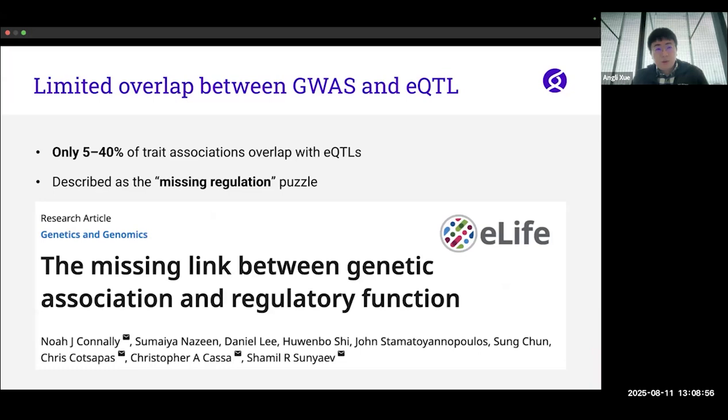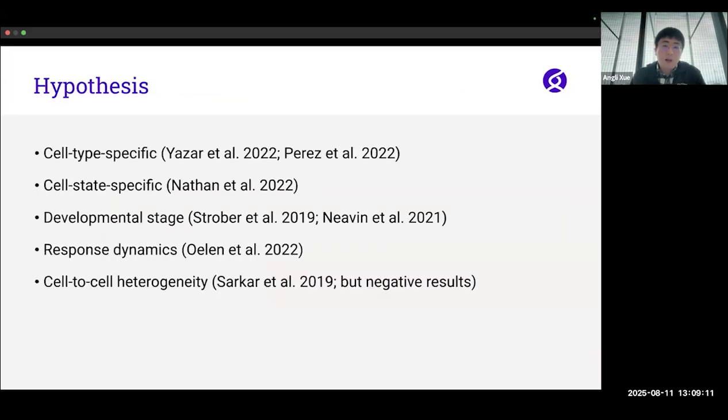However, there are multiple reports finding that only 5 to 14% of trait associations overlap with the eQTL. And this has been described as a missing regulation puzzle. People are really interested in how we can interpret these non-coding variants. There are different hypotheses for why there's limited overlap between GWAS and eQTL. It could be that the eQTL effect is cell type specific, as we know that gene expression is not observed across all the different tissues or cell types. It can also be cell state, so the genetic effects only show their effect on gene expression in a certain cell state. And there are many other different hypotheses.